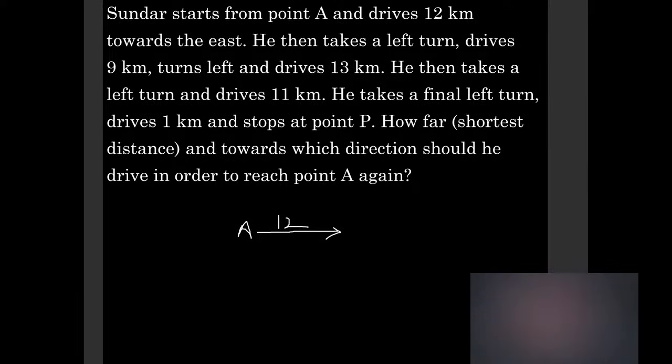He then takes a left turn. Left turn means you can turn that paper. If you are drawing on a paper, you can turn that paper so that the arrow mark is in the same direction which you are facing. Because if the arrow mark is just in front of you, then your left will be that person's left and your right will be that person's right. Okay. So he drives 12 kilometers towards east. So the first sentence is over.